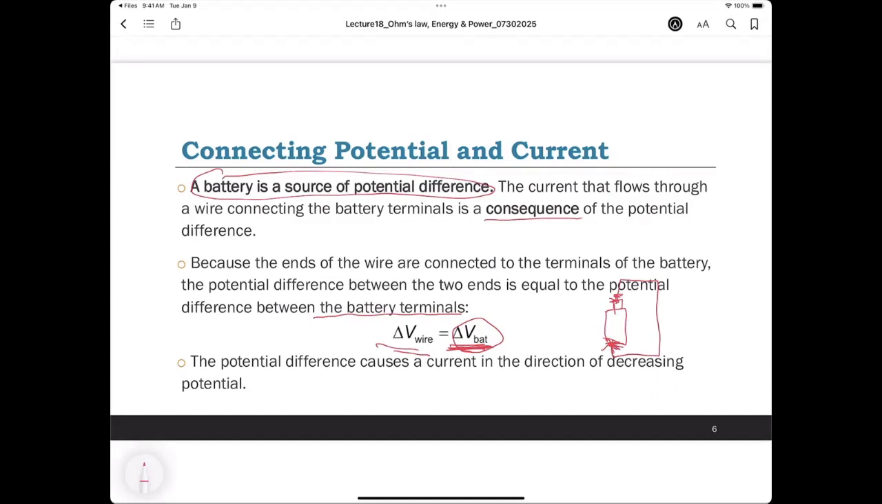The potential difference causes a current in the direction of decreasing potential. Here is positive, here is negative. So this end has a higher potential and this end has a lower potential, which means the current direction is just from positive to negative. Does that make sense to you?